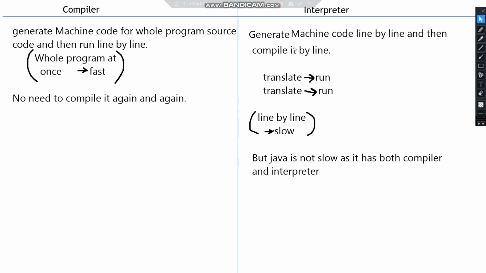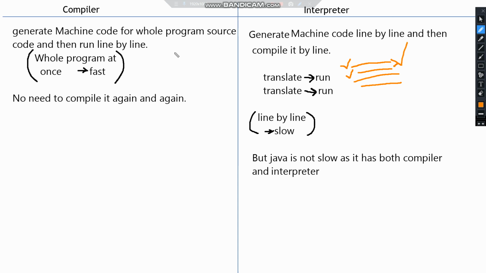But in the case of an interpreter, it generates the machine code line by line and then runs it line by line. For example, suppose our program has multiple lines like this. It will first translate the first line and then run it, then translate the second line and run it, and so on. As it is line by line, it is slow. But Java is not slow, as it has both a compiler and an interpreter, and they work together.